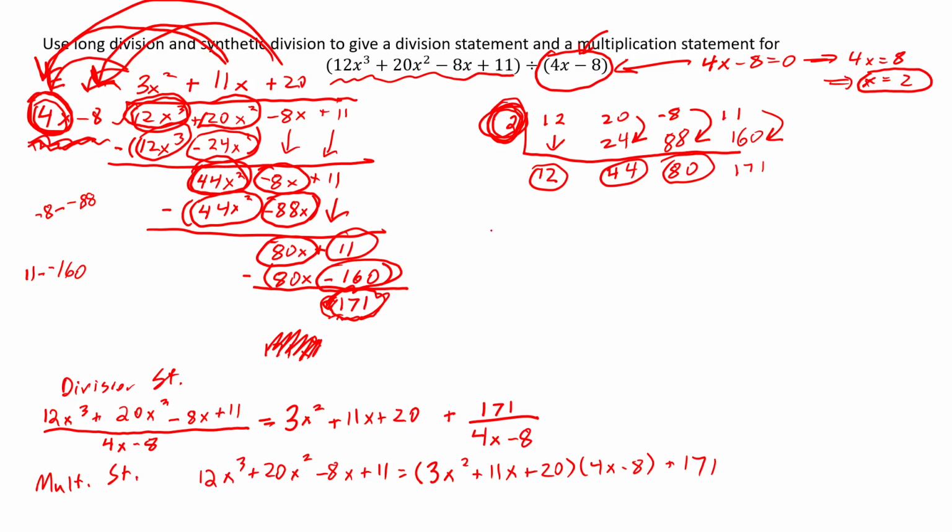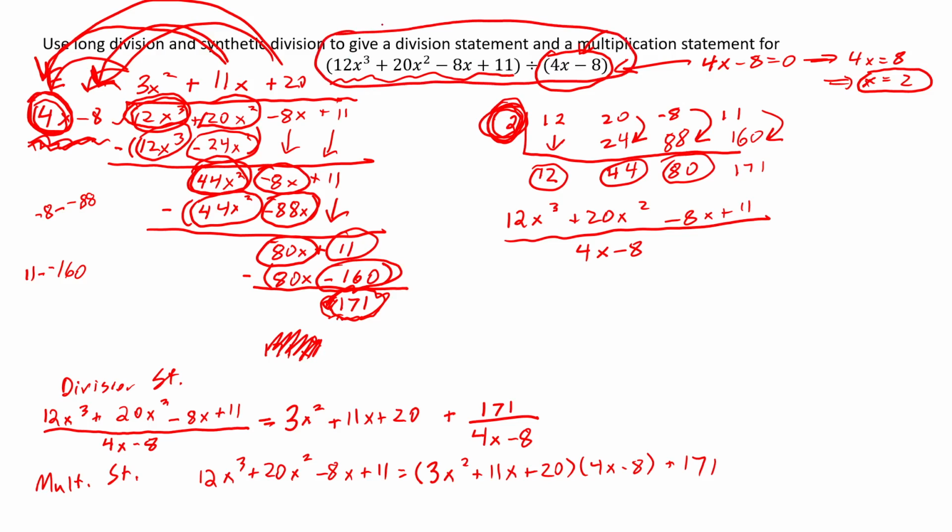Now, the mistake people make, I'll write out the mistake first. The mistake people make is they'll say, okay, 12x cubed plus 20x squared minus 8x plus 11 over 4x minus 8. They'll look at what the original question was, and they'll write that down in their division statement. And they'll assume that that's what they should be doing.